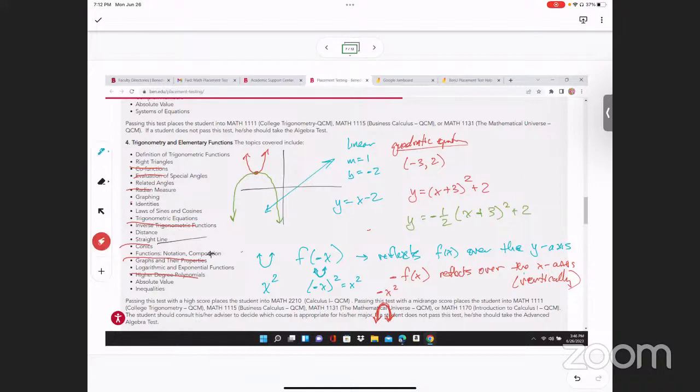Graphs and their properties. We talked about that. Higher degree polynomials. So this probably has to do with how many zeros there are, how many x-intercepts there are, maybe complex numbers are related to that a little bit. Like, how can you tell if there's a complex zero? For instance, for this red graph right here, that's a quadratic, right? How many zeros are there? How many x-intercepts? Oh, there's zero. There's none, right? Because it's opening up. There's a y-intercept, but there are no x-intercepts, right?